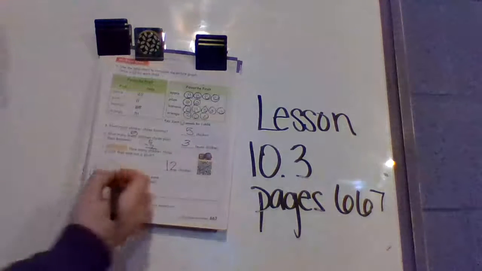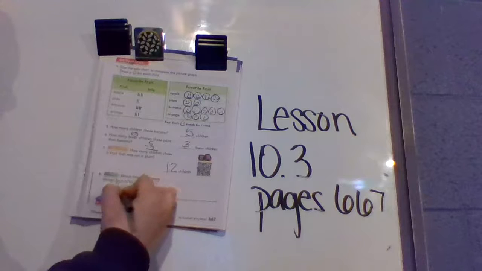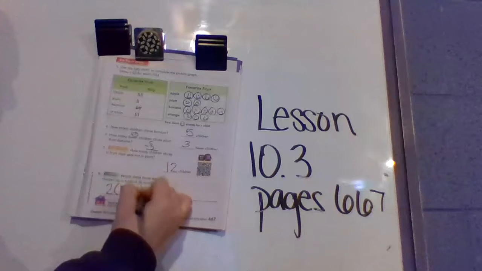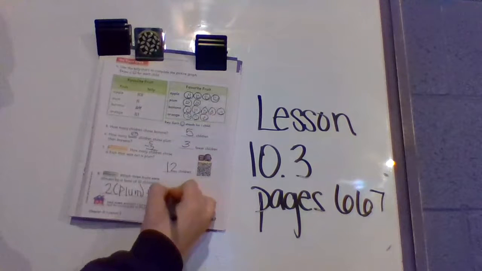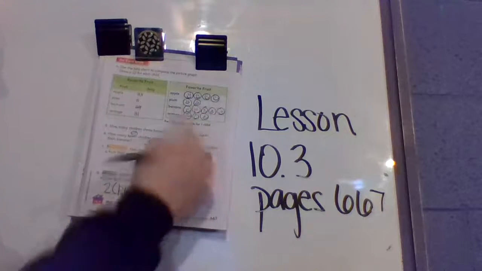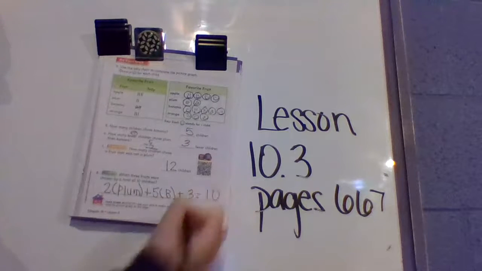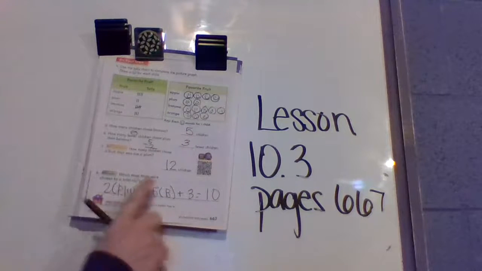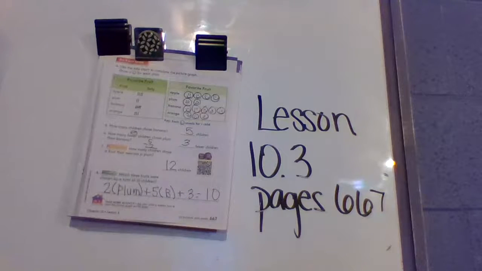Well, that'll work. So we know that 2, which is the plum, plus the 5 that were the banana, I'll put a B for banana, plus the 3 that were the orange, equal 10 children. So 2 plums plus 5 bananas plus 3 oranges equal a total of 10. 2 plus 5 is 7. 7 plus 3 equals 10.